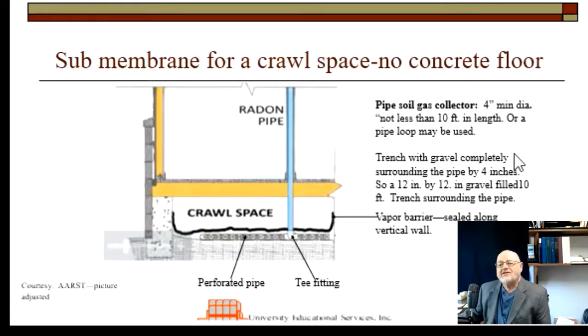And then you're going to place that pipe in a trench with gravel completely surrounding the pipe by 4 inches on all sides. So that means if the pipe is immersed in the trench and you look from left to right, you've got 4 inches of gravel, a 4-inch diameter pipe, another 4 inches of gravel, so you've got a 12-inch wide trench, and you're going to have likewise a 12-inch deep trench, so a 12 by 12 trench. Again, the bigger the better. And again, the vapor barrier. So that too is really pretty easy to do.